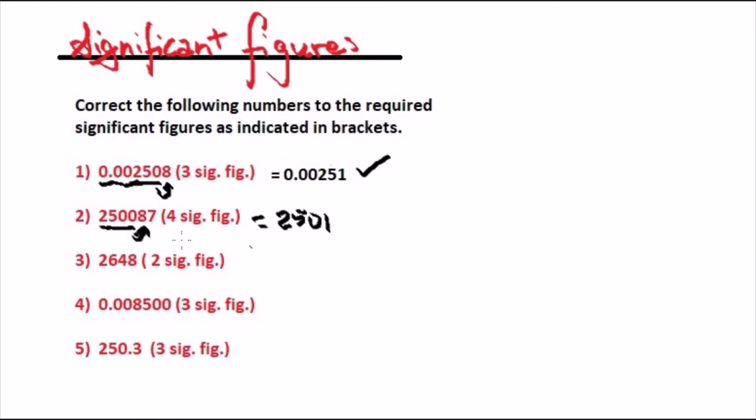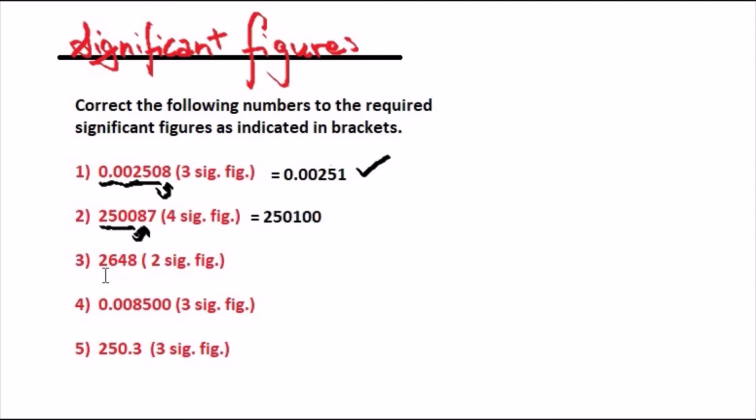2501. Now, the value of this 2 is 200,000. The value of this 2 is just 2,000. So we need to ensure we replace these 2 digits with zeros. And so the place value has been maintained. So we can see that these 2 zeros at the end are not significant. They are placeholders. If I put a point at the end, they'll become significant, but we don't want to do that. We simply rounded off this number to 4 significant figures.